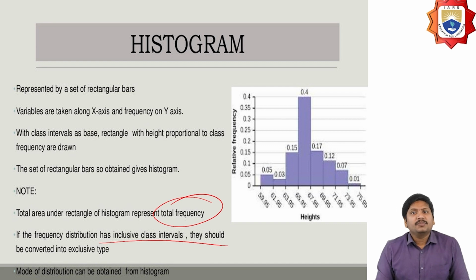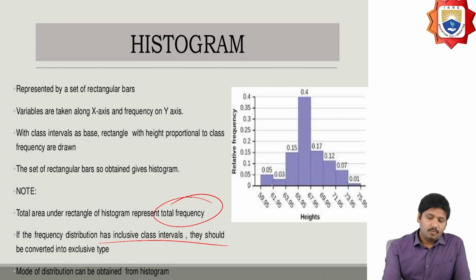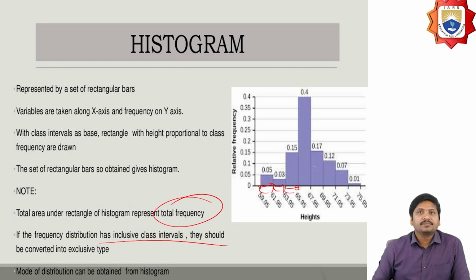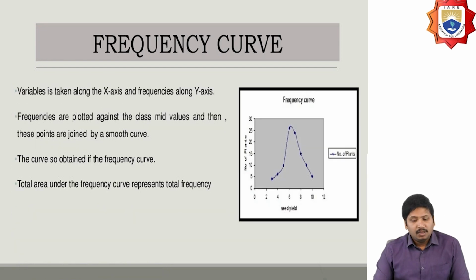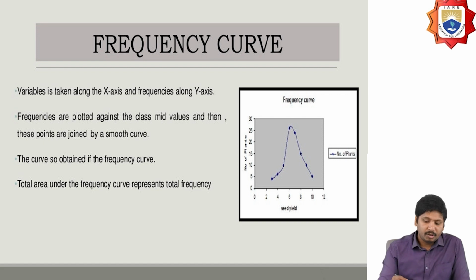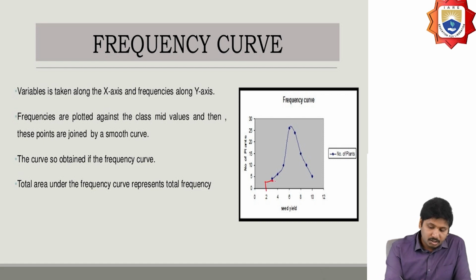So the histogram is something different from the bar chart, where you are able to represent the values in between the intervals. And the frequency curve is a variation of the histogram. Here the variables are taken on the x-axis and frequencies on the y-axis, and the frequencies are plotted against the class mid values, which is drawn by a smooth curve. Once we have constructed the histogram, we have to construct all these values.